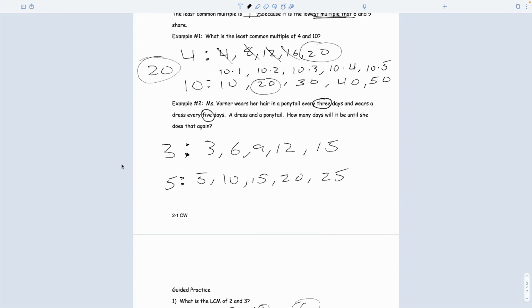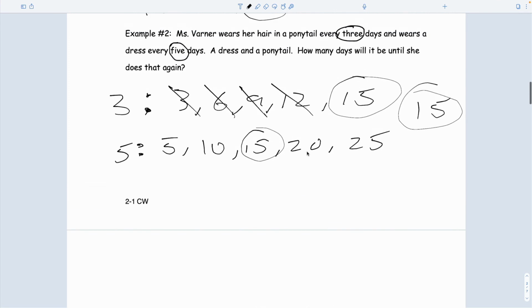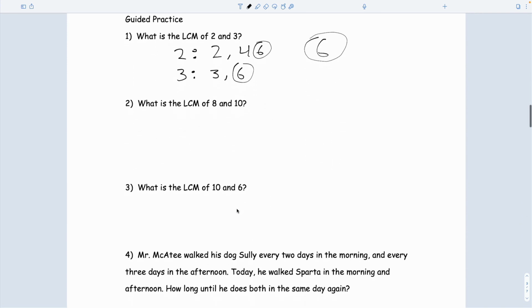LCM of 3 and 5. We're going to start at 3 and start crossing numbers out. What's the answer? Cameron with a Y. Yeah, you get to 15. It also matches 15. However, this is going to get you 4 out of 5 points on a test. I need to start labeling it. Whenever you have an answer from a word problem, tell me what it actually is. It is going to be 15 days that she wears a ponytail with a dress. Thanks, Cameron. Next page. You have guided practice.